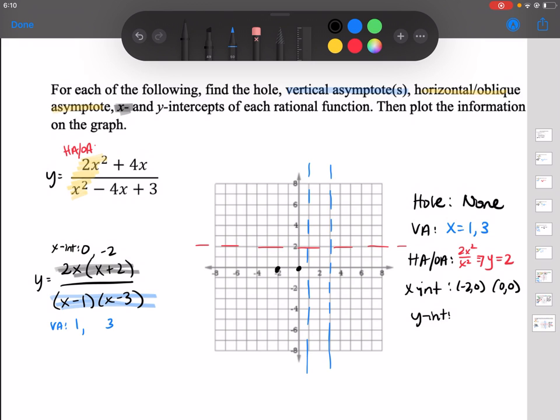And then y-intercept, last but not least, y-intercepts, that's where you take the constants and you divide them. So the y-intercept would be 0/3 or just 0, 0. So we've plotted all of them, we found everything. That would be your answer.